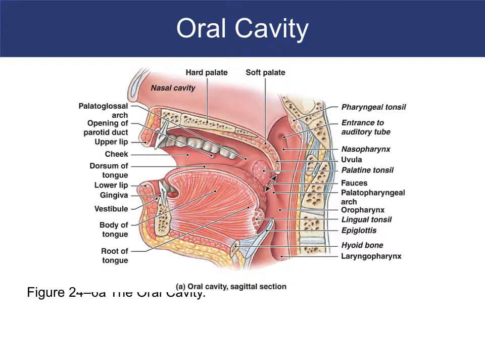Moving along here. So this is your little vestibule down here. The gingiva is your gums. That's what that word means. Your upper lip, and there's your lower lip. These are all the muscles of your tongue. Remember, they're all controlled by what nerve? What cranial nerve controls the tongue? Number 12. Hypoglossal. Number 12.